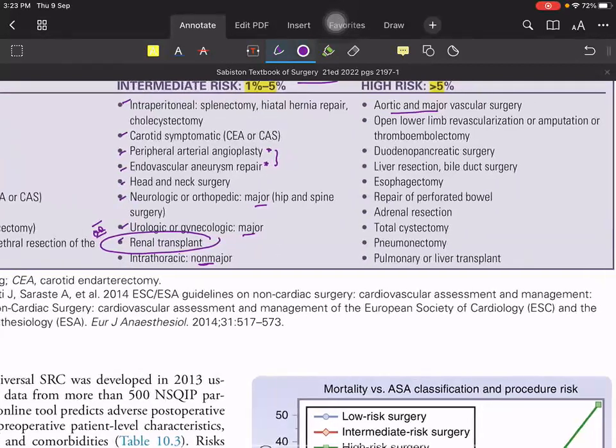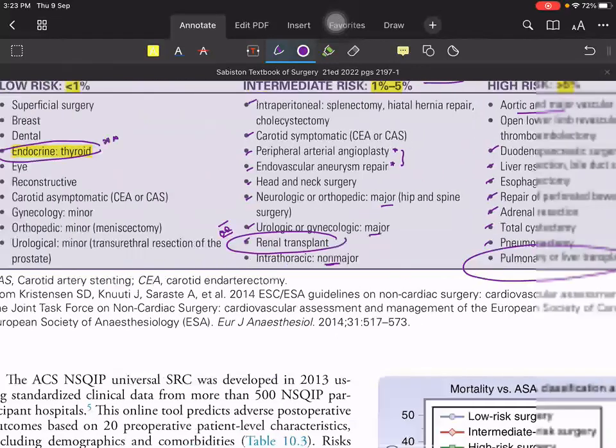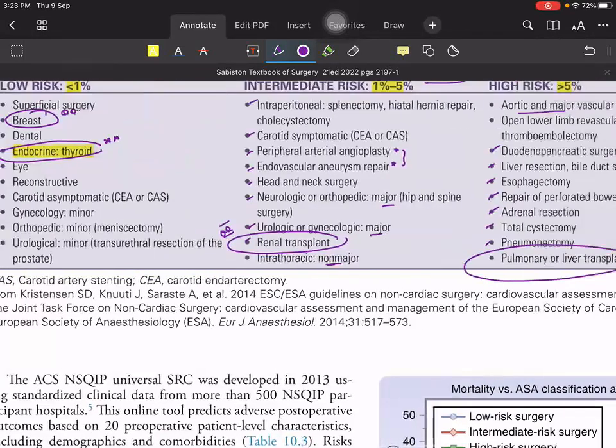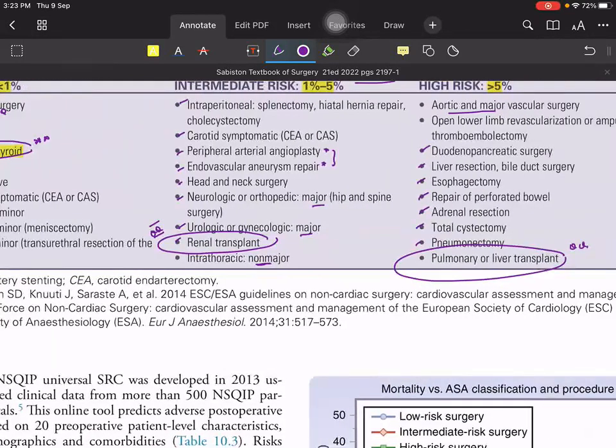You have to remember the high risk procedures: duodenal and pancreatic resections, liver resection, esophagectomy, perforated bowel, adrenal resection, total cystectomy, pneumonectomy, and pulmonary or liver transplant. Liver and pulmonary transplant are all high risk. Breast and thyroid come under low risk. Intermediate risk includes renal transplant and minor procedures, for example angioplasty. High risk procedures are all the big procedures.